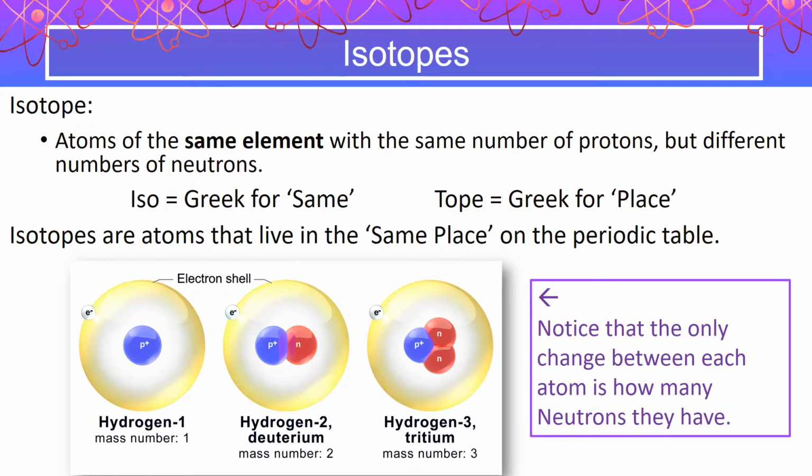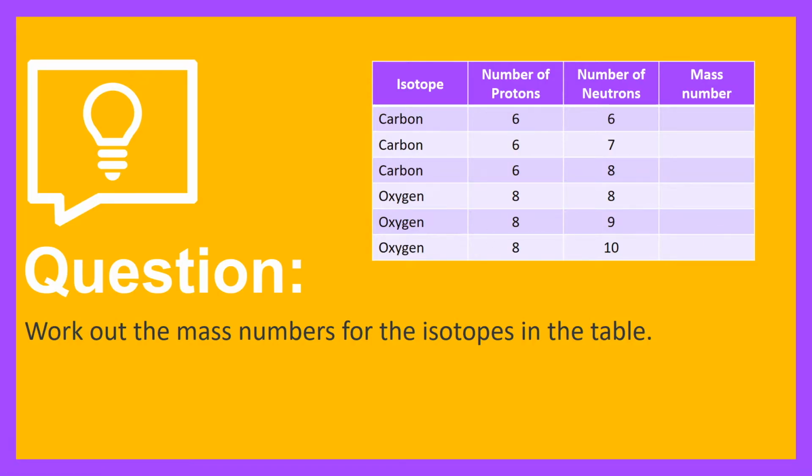They're atoms of the same element, but they have different numbers of neutrons, and therefore they will have different masses. So it says there, notice the only change between each of those atoms is how many neutrons they have. All right. So what I want you to do now is have a look at this question. It wants you to work out the mass numbers for the different isotopes on the table. So remember, the mass number is the number of protons plus the number of neutrons. So pause the video and give that a go now.